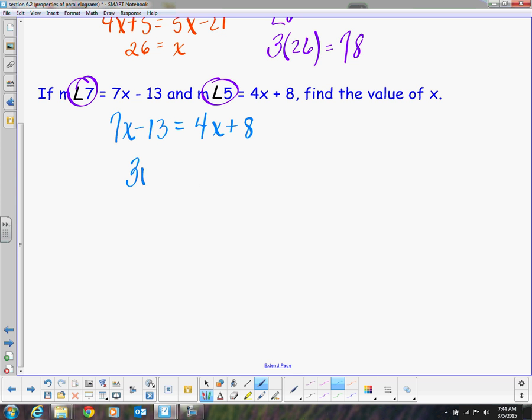Subtract 4x, then what? Add 13, then what? Divide by 3, which is 7. And it did say find the value of x. So we're finished.